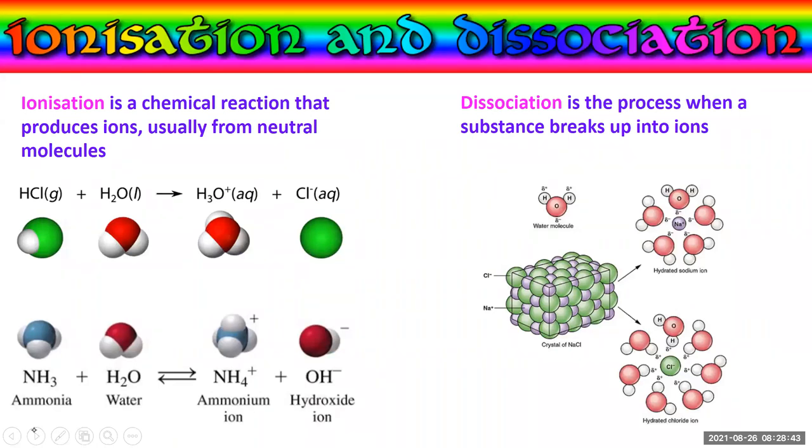All right, now it's time to talk about the difference between ionization and dissociation. These terms are often incorrectly used interchangeably, but they have different meanings. Ionization is a chemical reaction which produces ions, and that's normally from neutral molecules, whereas dissociation is a process where a substance breaks up into ions. So the key difference, I guess, is that for ionization, you start with the neutral molecule. Sometimes you start with an ion and a neutral molecule. And here, the ions are already present.